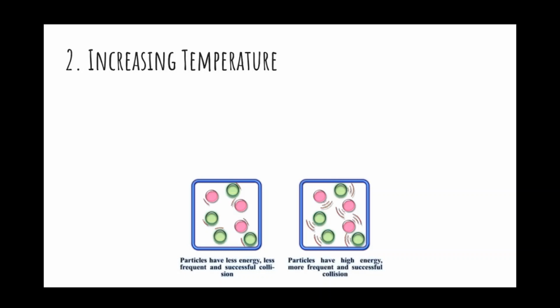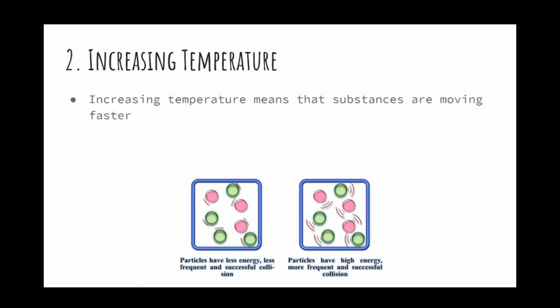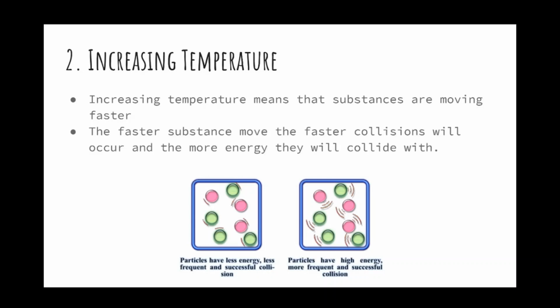The second way is to increase the temperature. Increasing temperature means that substances are moving faster. We've talked about temperature before. Remember that temperature is directly related to kinetic energy. So the higher the temperature, the faster those molecules are moving. If they are moving faster, 2 things will occur. First, more collisions will happen because they're moving around faster, so they can collide with different molecules faster.